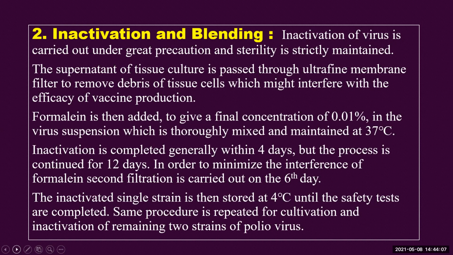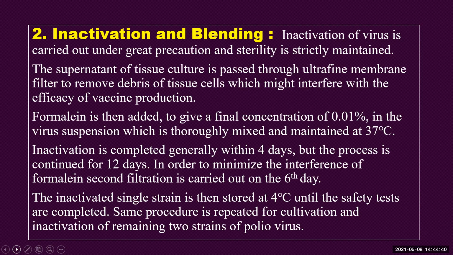So the supernatant of tissue culture is passed through an ultrafine membrane filter to remove the cell debris of tissue culture, which might interfere with the efficacy of vaccine production. Then formalin is added to the filtered solution to give a final concentration of 0.01% in the virus suspension, which is thoroughly mixed and maintained at 37 degrees Celsius. Inactivation is completed generally within 4 days, but the process is continued for 12 days.